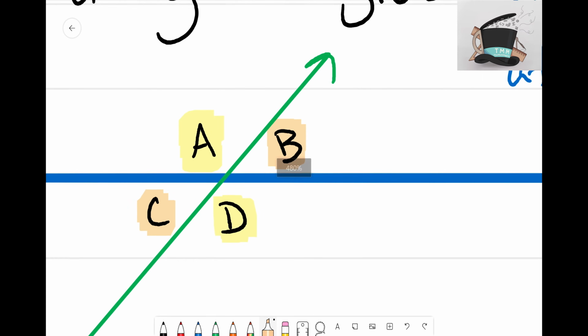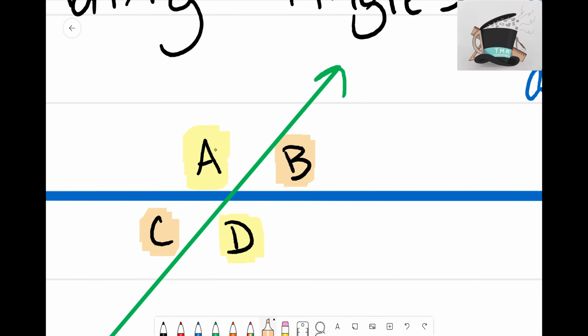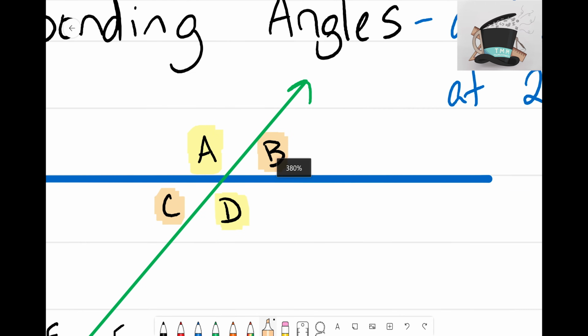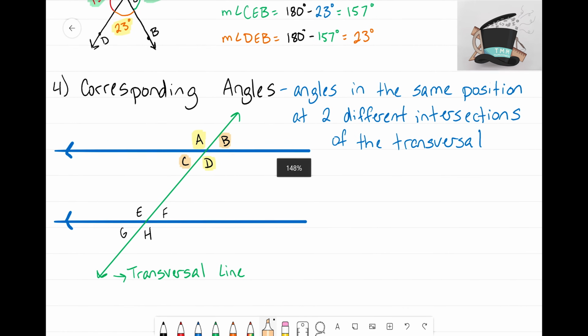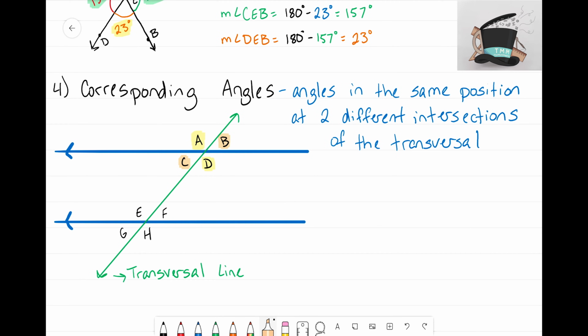Now, hopefully we can recall that A and B are supplementary, forming a straight line, so they add to 180, and C and D are also supplementary, adding to 180. Just want to make sure we're remembering that. Now, what corresponding angles say is that angles in the same position at two different intersections of the transversal, I forgot to add the last bit to that definition, are equal.